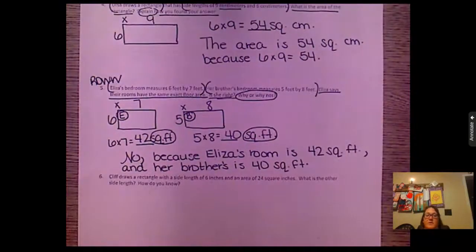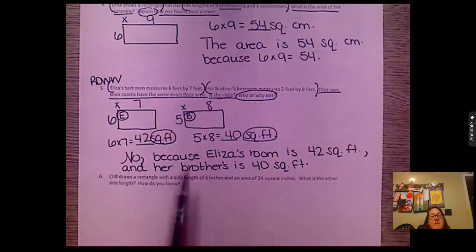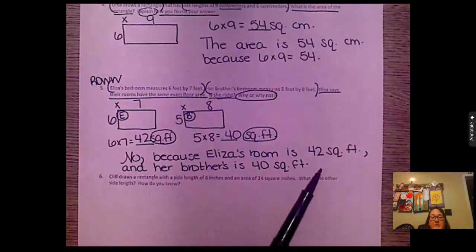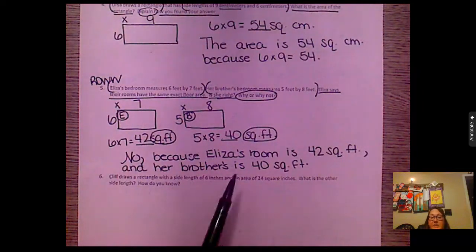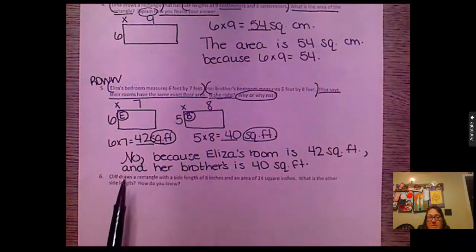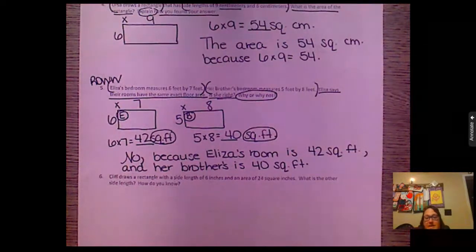Okay, so the question says, is she right? So she had said that their bedrooms have the same exact floor area. Is she right? Why or why not? And Eliza's was 42 and her brother's was 40. So we said no, comma, because Eliza's room is 42 square feet, comma, and her brother's is 40 square feet. Okay, check your sentence. Make sure that it begins with a capital letter and it ends with a period. It was close, right? The rooms had close to the same area, but not quite.